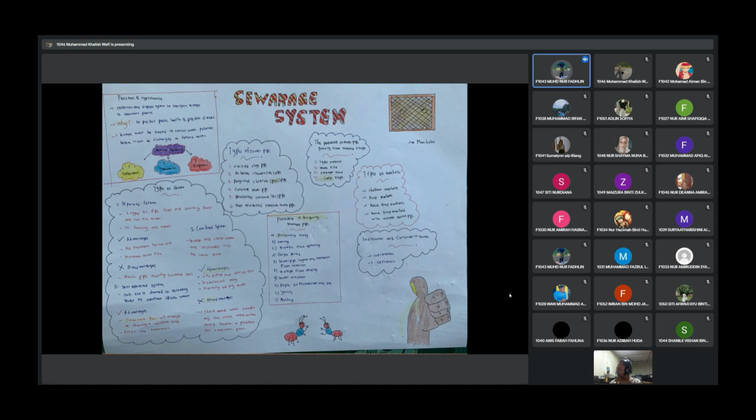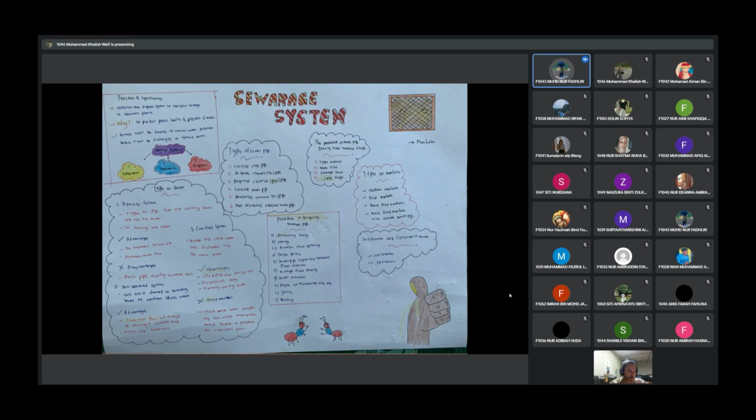Sewage system. We have its function and design. In a sewage system, we have one, collection, and two, treatment and disposal. And next is the type of sewer. Number one is the sewerage system. Number two is a semi-sewerage system. And number three is a combined system.